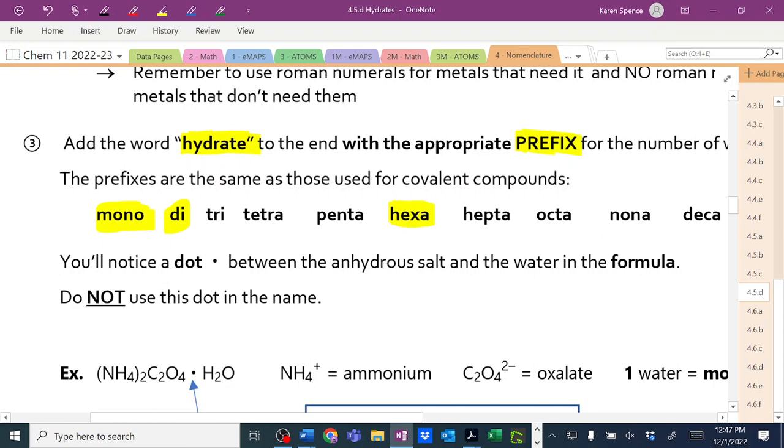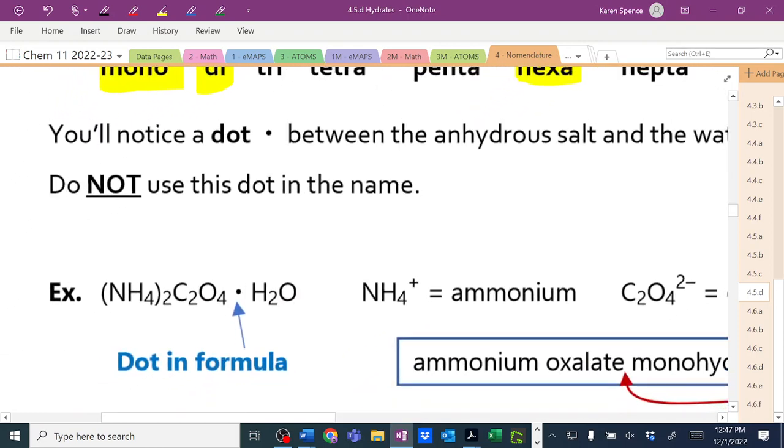Now, watch out for the dot. Some people get very excited about the dot. They see it here in the formula. Remember, this is the formula. And yes, the formula needs the dot. That means there is one water loosely attached. So this would be a monohydrate. Mono, because there's one water.